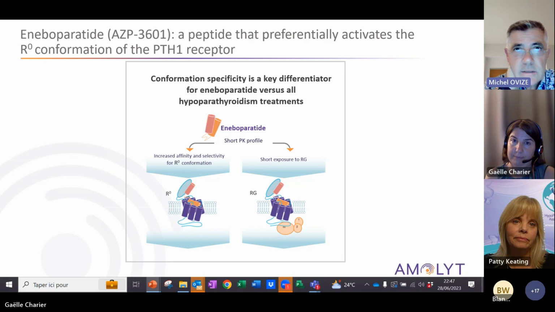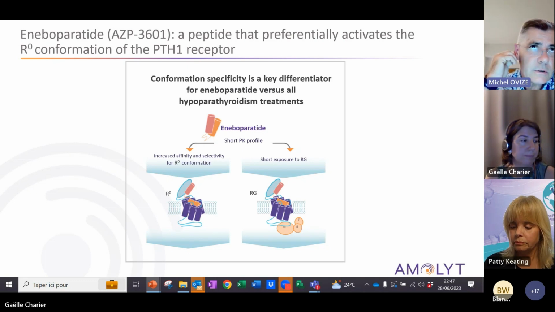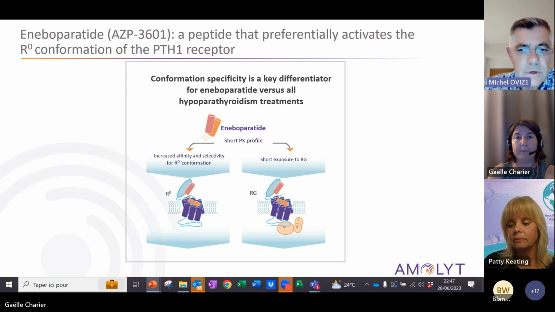The basis of all that is that the population of hypopara patients is mostly composed of female patients, and postmenopausal female patients. What is also always important to say is that once you get a treatment, and hopefully you will get one in the coming years, it's going to be a treatment for life. So you have to take care of the long-term effect of the drug on what we call the target organs. It's not only serum calcium, it's bone and kidney.